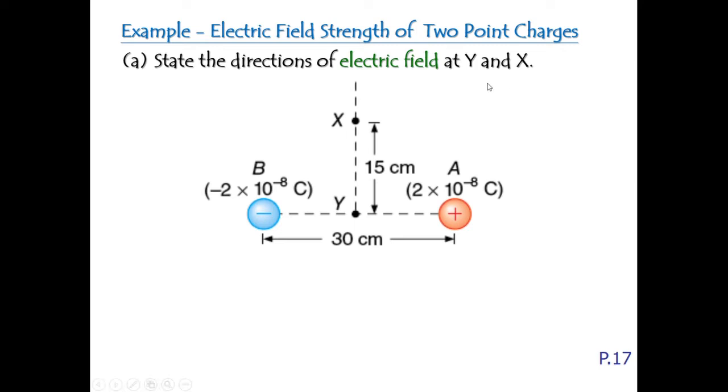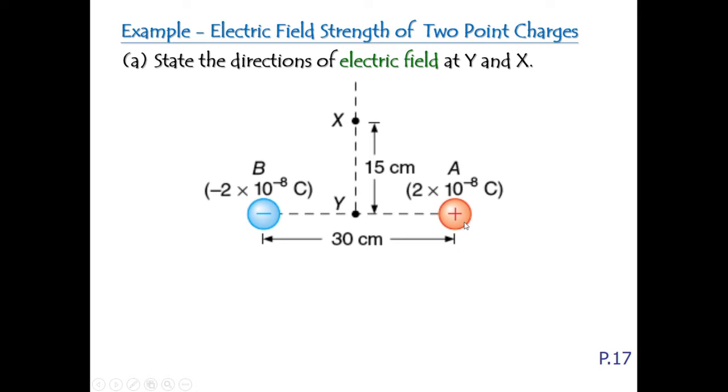Consider two charges, one is at A and the other one is at B. Can you state the direction of the electric field at Y and at X respectively? Firstly, let us discuss how to find out the electric field at Y. We can consider the contribution of the field due to the two charges one by one. Firstly, consider the charge at A.